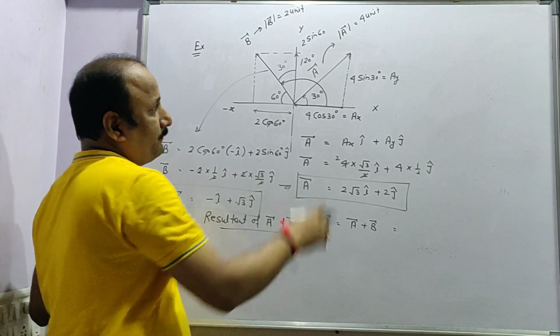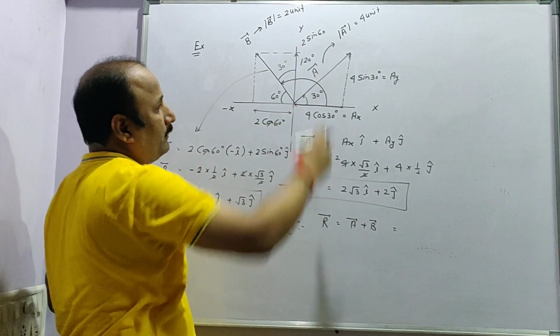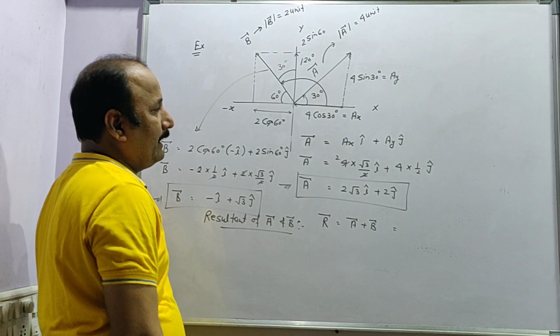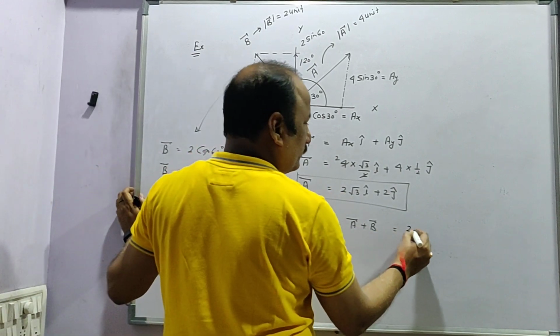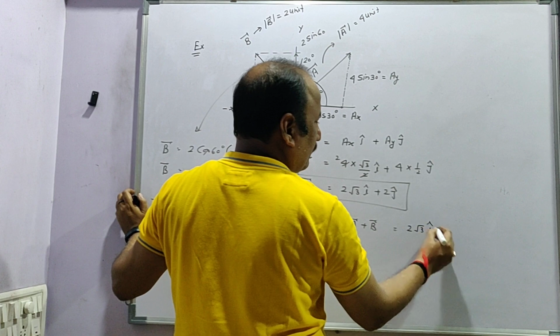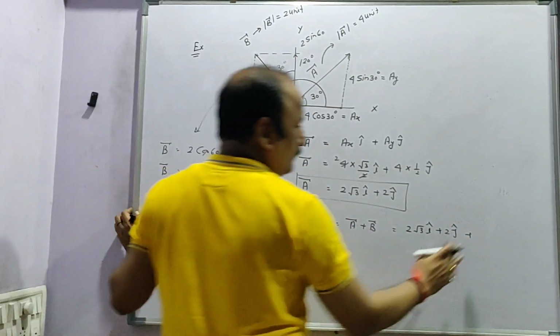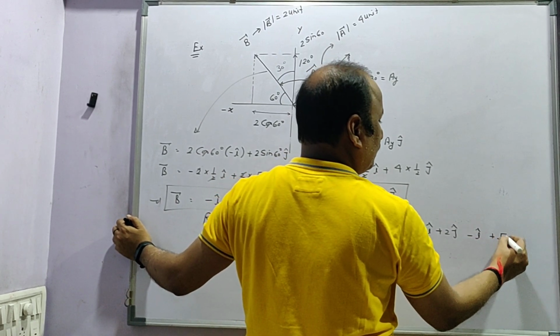So basically if a vector is given in any arbitrary quadrant, just take its components along x-axis and y-axis and then take addition or subtraction. So A vector is 2 root 3 I cap plus 2 j cap, and B vector is minus I cap plus root 3 j cap.